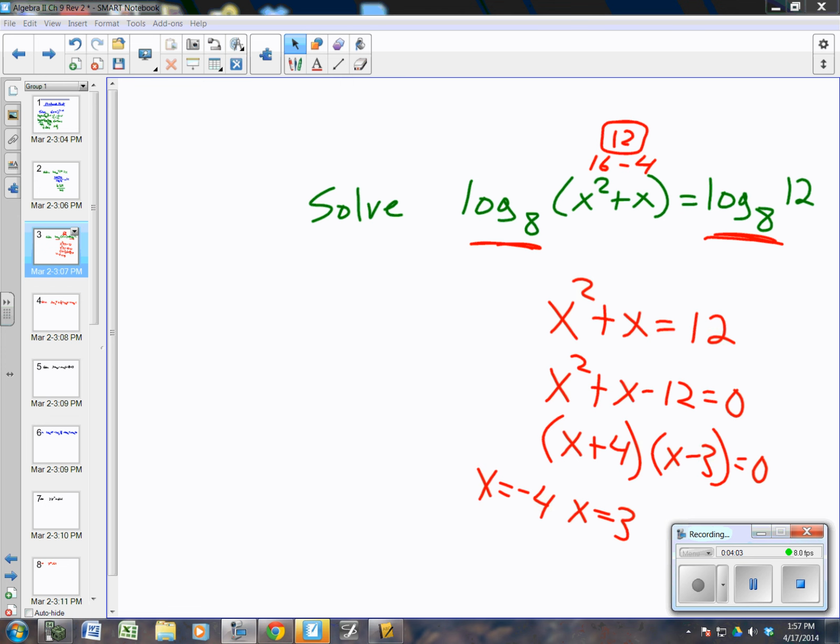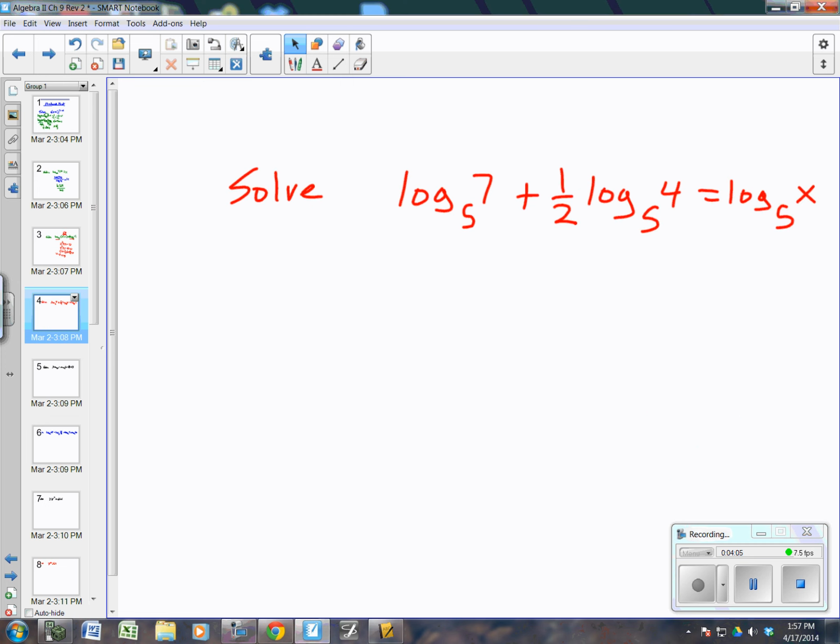Okay, here we go. Next one. Right here. Keep in mind, you're going to have to write the left side as a single logarithm. Keep in mind the power property, the product property, and the quotient property when you do this one.